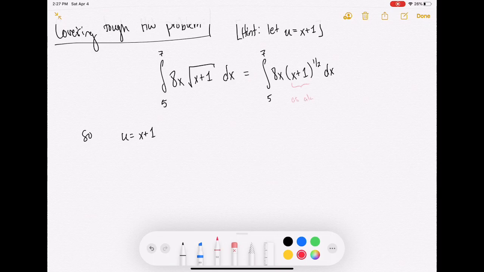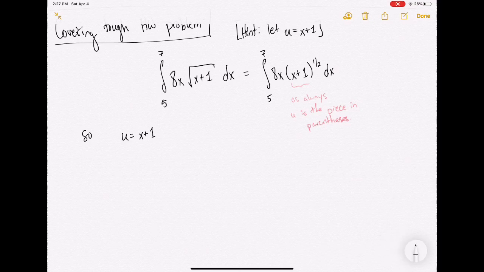As always, u is the piece in parentheses. And I realize that we had that nice list of when u should be certain things, the priorities for u. Over time, you just get used to which one you should actually be. But in this case, you would go down that priorities list, and yes, it's the piece in parentheses.